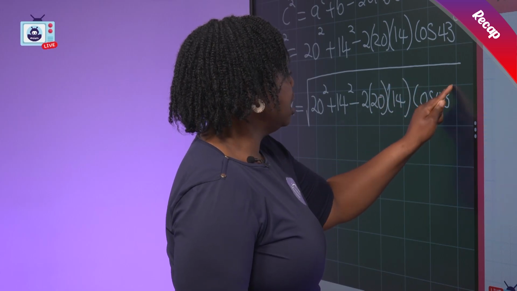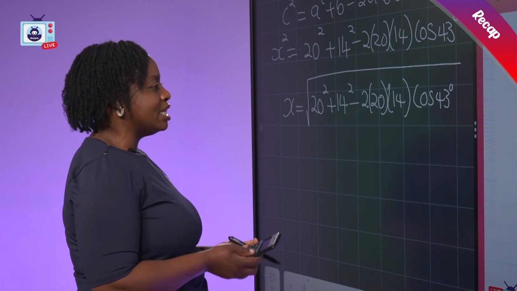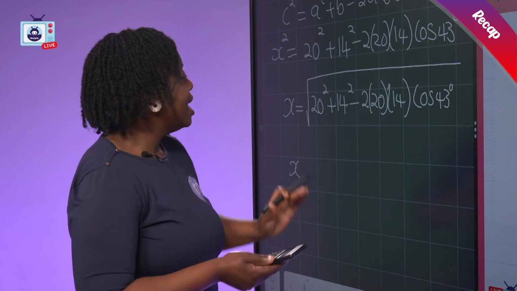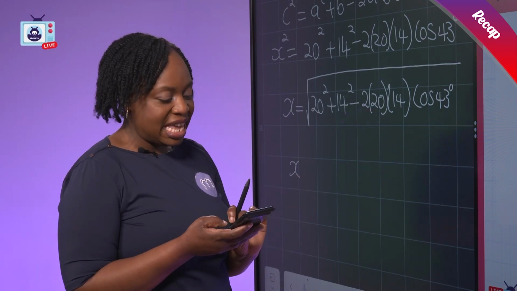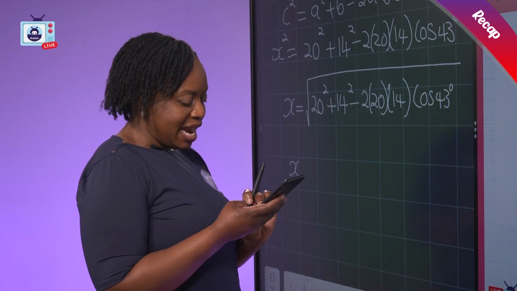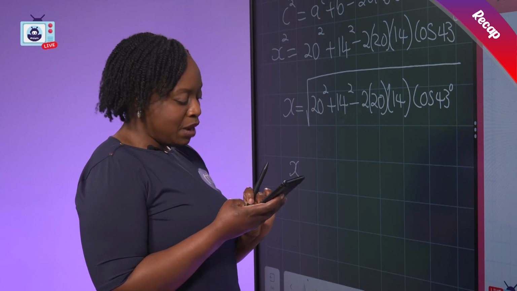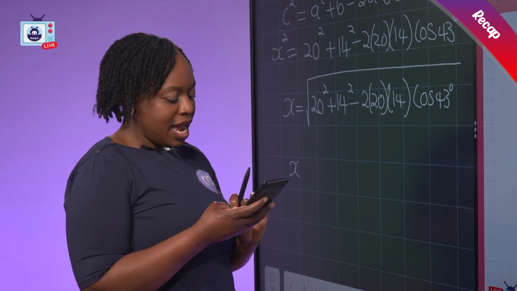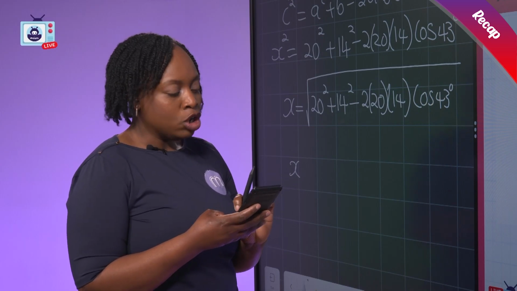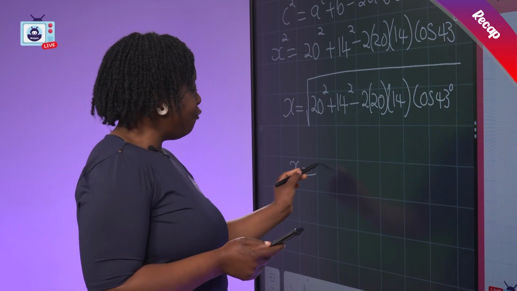Cos 43 degrees. And when you have that, you just take your calculator and put your square root first, then punch everything as they are. So you have 20 squared plus 14 squared minus 2 multiplied by 20. Remember to put your bracket. Multiply by 14 inside a bracket, and now multiply by the cos of 43 degrees. Also, it will allow you to be inside the bracket.